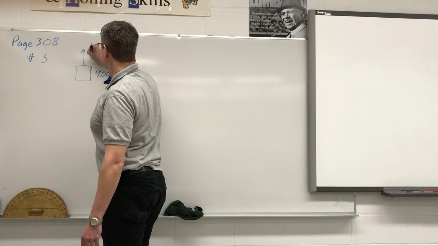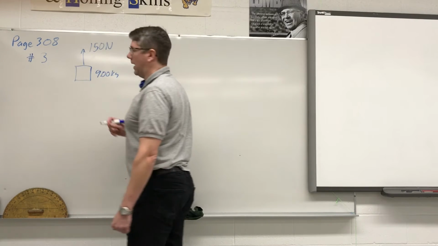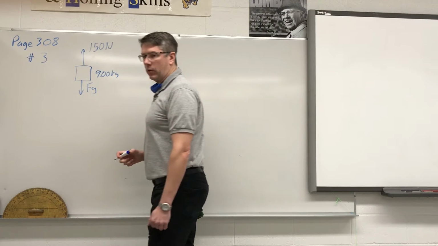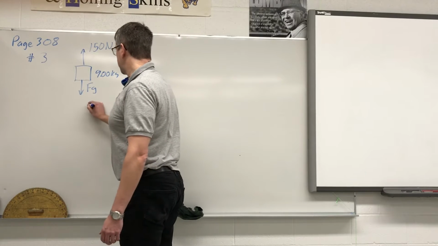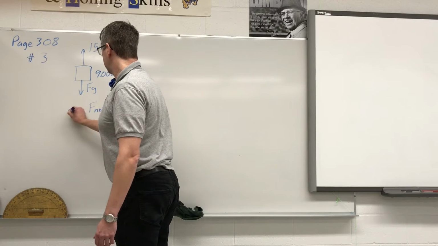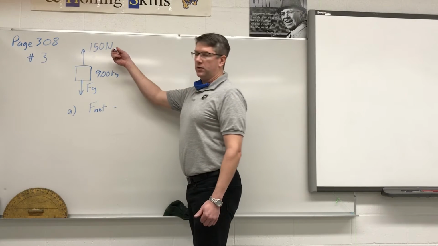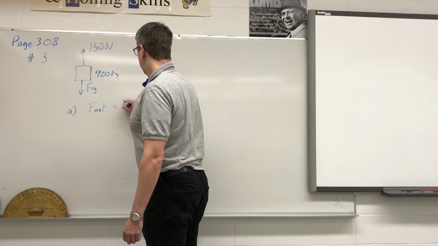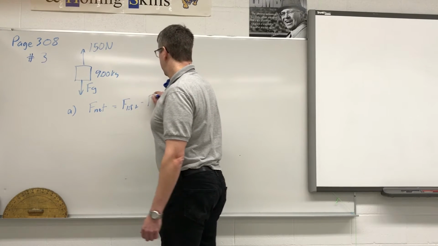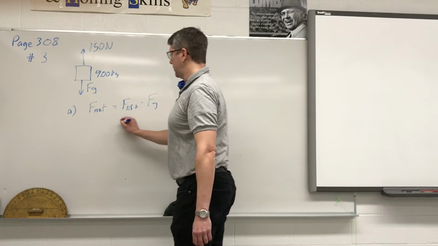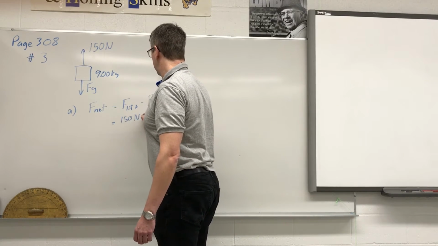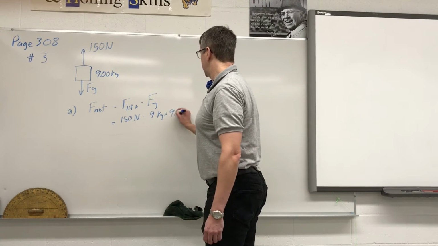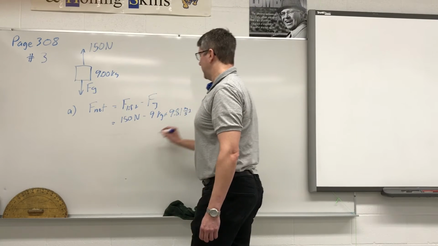We had a force of 150 newtons going upwards, lifting it upwards, and we're going to have our force of gravity going downwards. So to calculate our net force, well, we know it's going to accelerate upwards, so our larger force is the upwards force, so 150 newtons, that I'm going to call the lift, minus our force of gravity, which is going downwards. So we have 150 newtons minus our force of gravity, which is the mass, 9 kilograms times acceleration due to gravity, 9.81 meters per second squared.